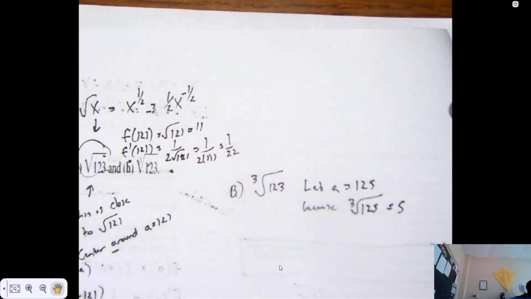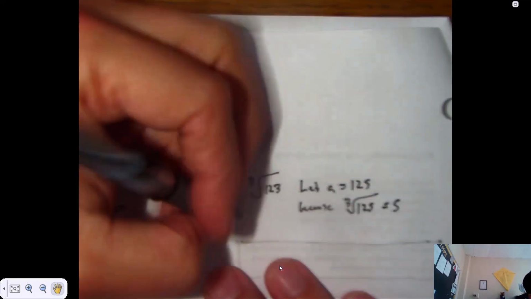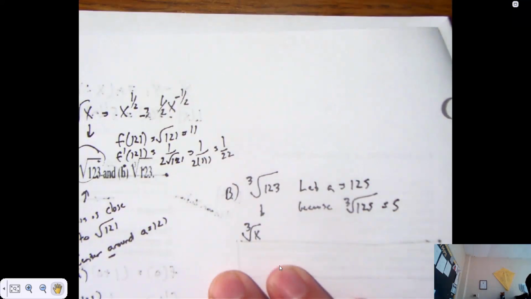I've got lots of white space over here, so I'll use this white space. Example B. Cubic root of 123. We let A be 125 because the cubic root of 125 is 5. It's close. That's what matters. Now, this is the cubic root of x, which I guess y'all are still writing like this, x to the 1/3.